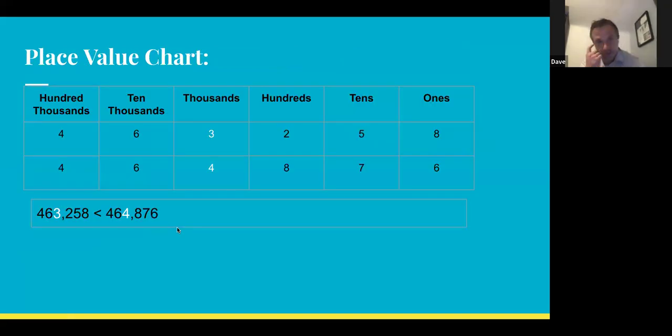So when I look at comparing numbers, okay? When I want to know which one is greater and which one is less, I have to start with my place values. I have my hundred thousands, my 10,000s, my thousands, my hundreds, my tens, and my ones. When I look at each place value, I start on the big side. I start on the greater side. So I start with my 100,000.